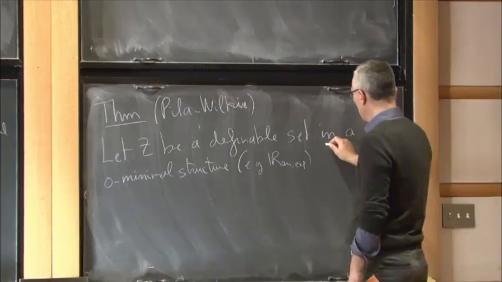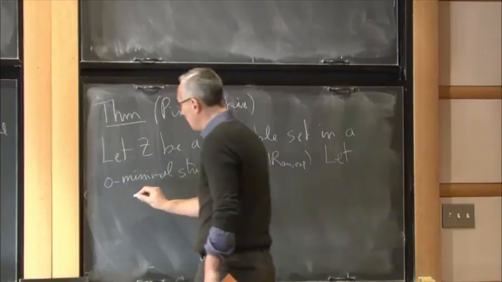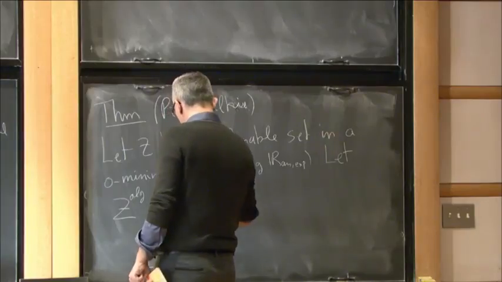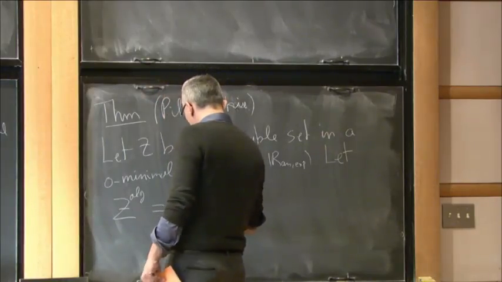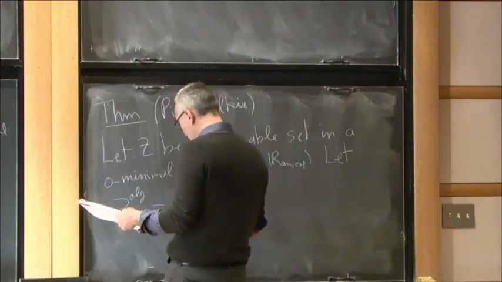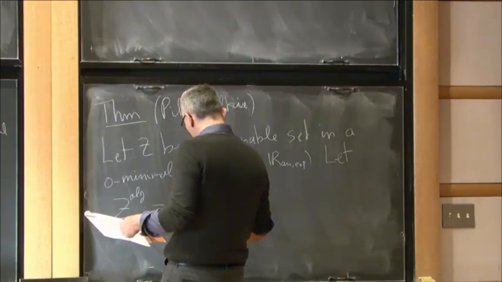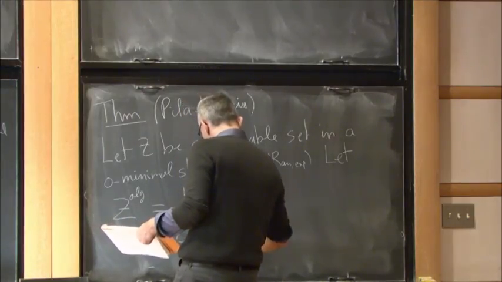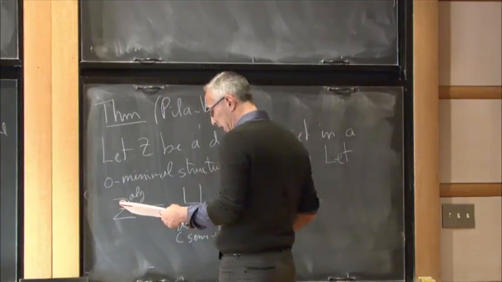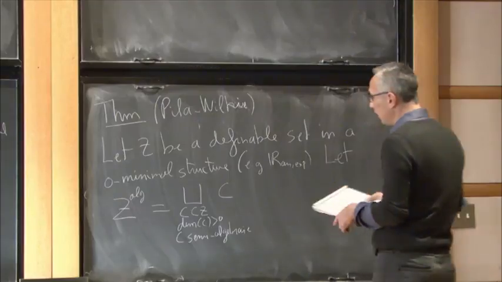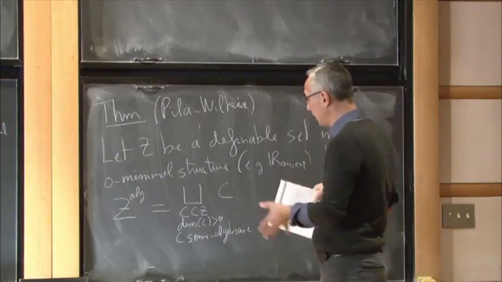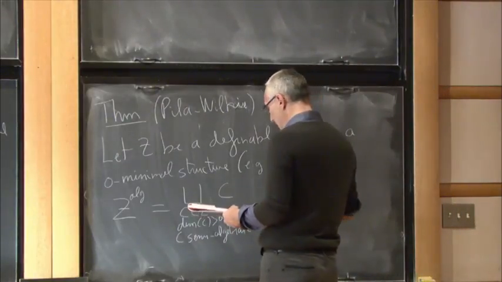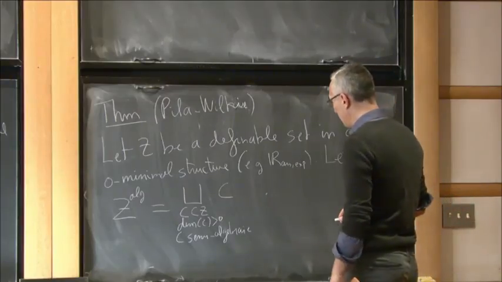So we will define the algebraic part of Z, which is defined as the union of C inside Z with the dimension of C strictly positive and C semi-algebraic. Okay, so it's a very crude thing. You take all the positive dimensional semi-algebraic subsets and you take the union.